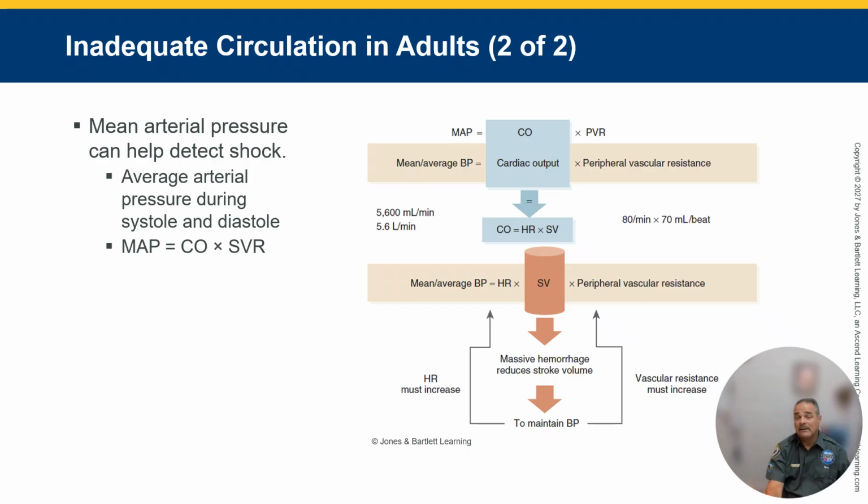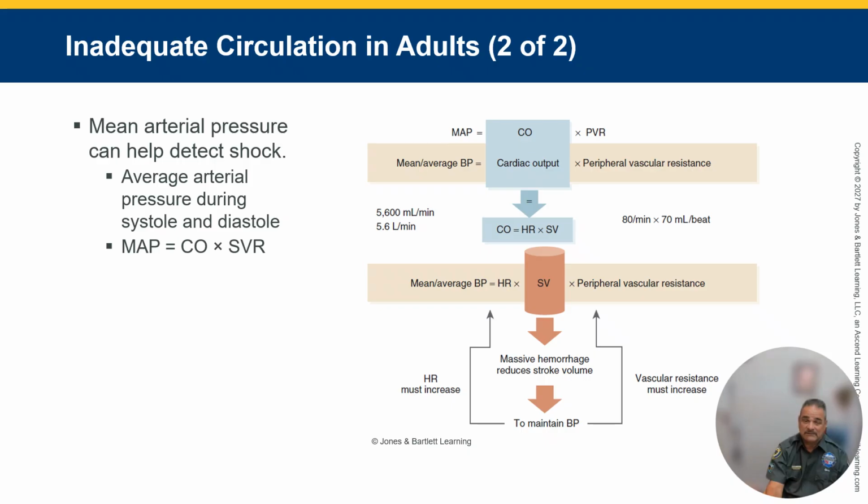So if we look at this diagram, all right, we have 5,600 milliliters per minute, or 5.6 liters per minute, is the mean average that we will push through the body for cardiac output. And then 80 times per minute, we're pushing 70 mLs per beat, which gives us a mean average BP, which equals heart rate times stroke volume, which equals the time peripheral vascular resistance.